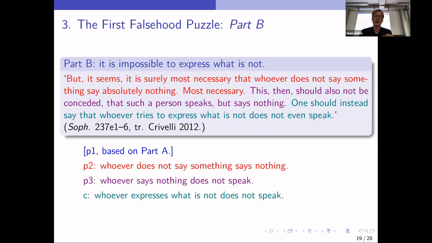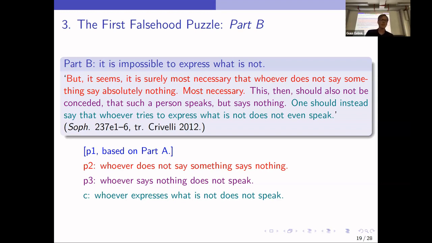Okay, so that brings me to part B, which is meant to build on part A and then adds two further premises. The first of those premises is that whoever does not say something says nothing. And the second premise that is added is that whoever says nothing does not speak. And it is then concluded from this that whoever expresses what is not does not speak. I take that to be equivalent to the overall conclusion of the argument, namely that it is impossible to express what is not, which I take to imply that it's impossible to express a falsehood.